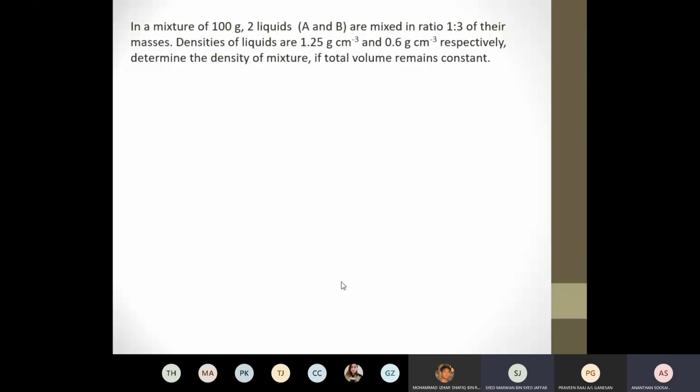The density concept you already know earlier, but Cambridge has a different way of asking the question. Look at this question. In a mixture of 100 gram, two liquids A and B are mixed with a ratio of 1 to 3 of their masses. The density of liquid A is 1.25. The density of liquid B is 0.6. Determine the density of the mixture. 1 minute for you. Get me the answer.